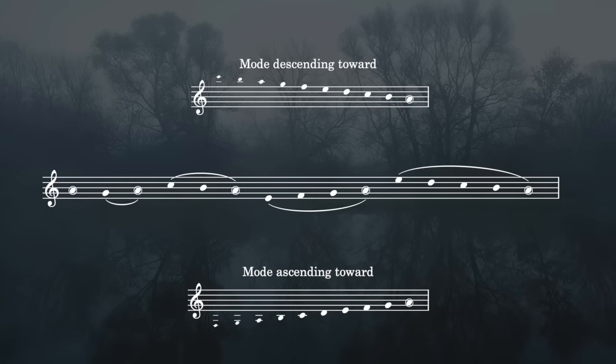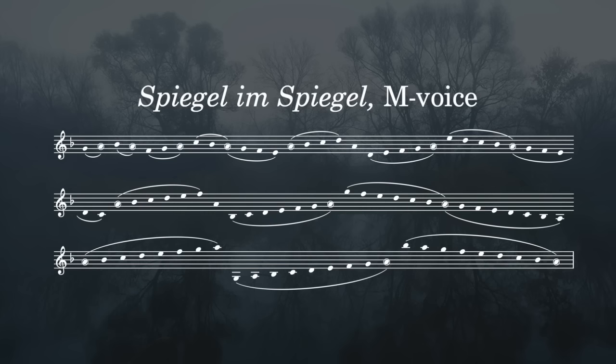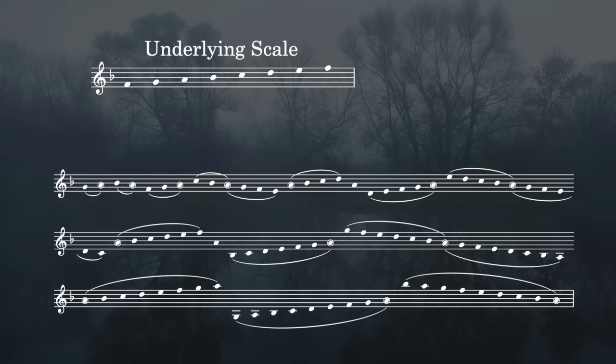Creating symmetry like this underlies the composition Spiegel im Spiegel, by mirroring segments from different modes and gradually increasing the size of the segments. In that piece, the underlying scale and triad are F major, but the central note is still A. Notice how segments gradually increase in size while cycling through the different modes. Starting at the segments of three notes, the segments move up and toward, then down and toward the central note. Then they increase in size and move away from the central note. They continue to grow while alternating pairs of segments move toward and away from the central note.